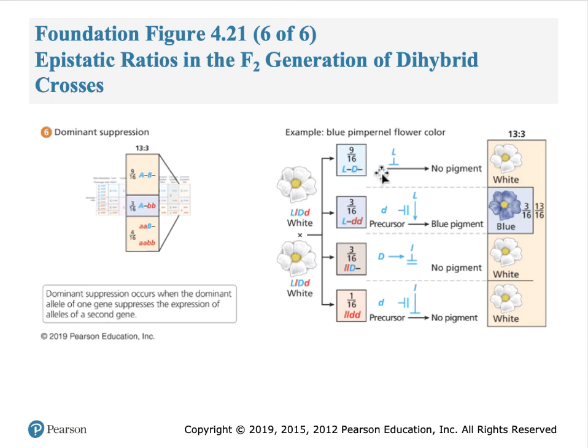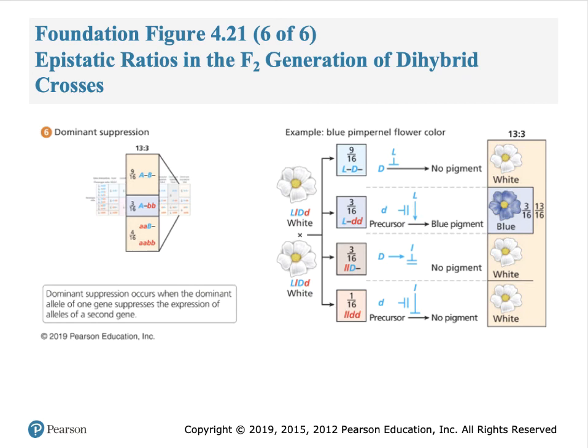So a big D in any one of the offspring will lead to a white phenotype. In addition, if you have two small l's, then the pigment will not be converted to blue. So the only thing that works is if you have two small d's and then you have at least one big L. Then you'll get the production of blue pigment. And that only takes place in these type of progeny.